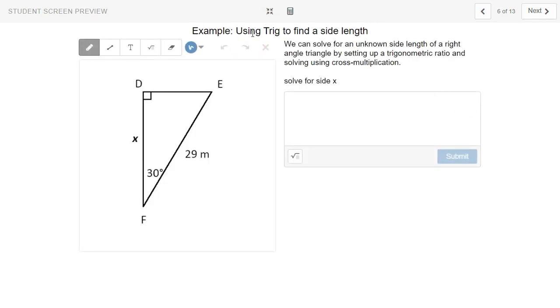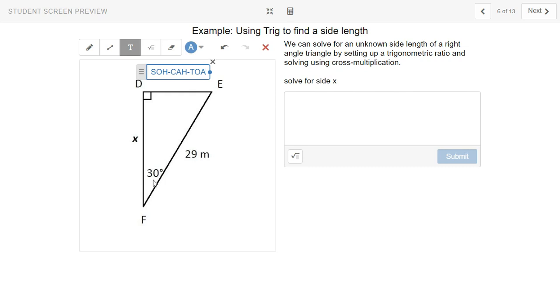Okay, so we're going to use trigonometry to help us find a side length. Now let's recall, yesterday I talked about our memory trick. We could talk about SOH CAH TOA, and this is the memory trick that we use to remember our primary trig ratios. S for sine, C for cosine, and T for tan. Now, what we need to do is set up one of these ratios and solve for x. Let's identify the sides that we're given.